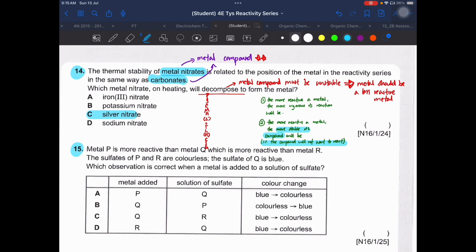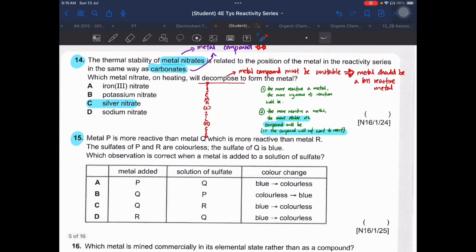Now, if you are a student that doesn't bother about statement 2, what you end up doing is that you will see that this is potassium, and you think that, oh, potassium being a reactive metal, everything is about potassium being reactive. But it is the opposite of what's going on. So do take note of this part, alright? Now let's go to question 15.